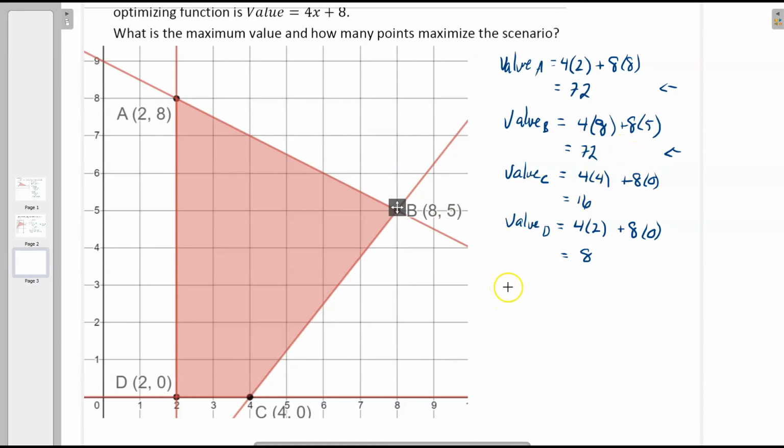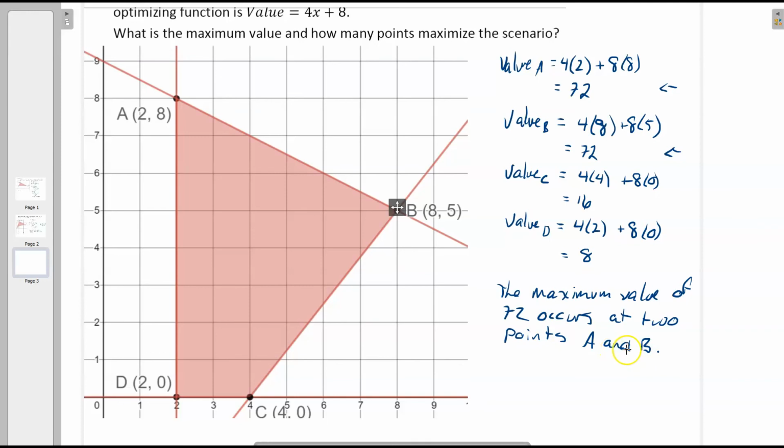So the 2 points that maximize the value under the given scenario are A and B, and they give us a maximum value of 72. However, we also know that if it occurs at points A and B, it also occurs at every set of whole number coordinates along that line. So in this case, we can look at this line and see it also occurs here, and it also occurs here. So in fact, there are 4 points where that occurs.